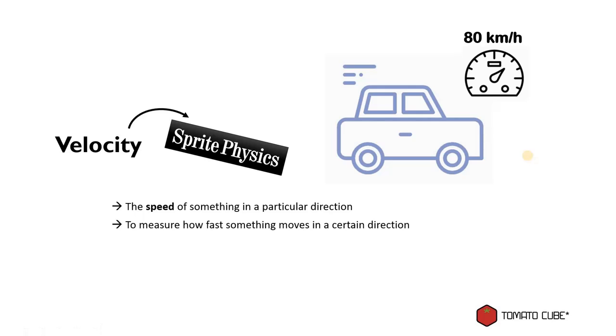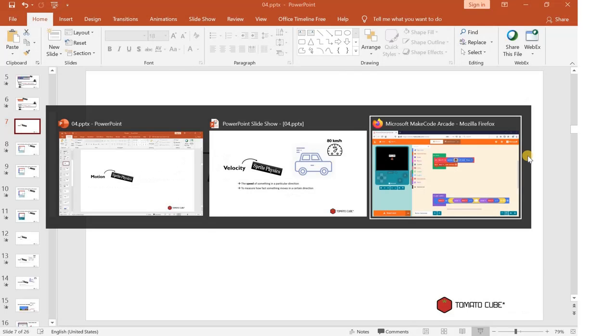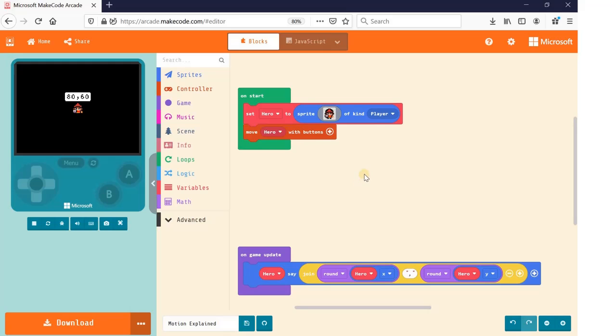So how do we create movement in MakeCode Arcade? So going back to our arcade, over here, I have a sprite object.